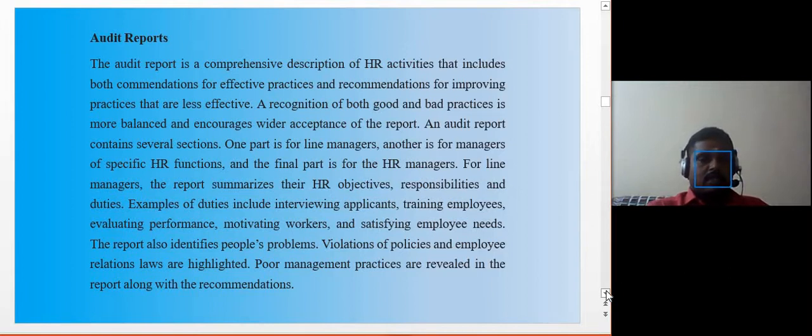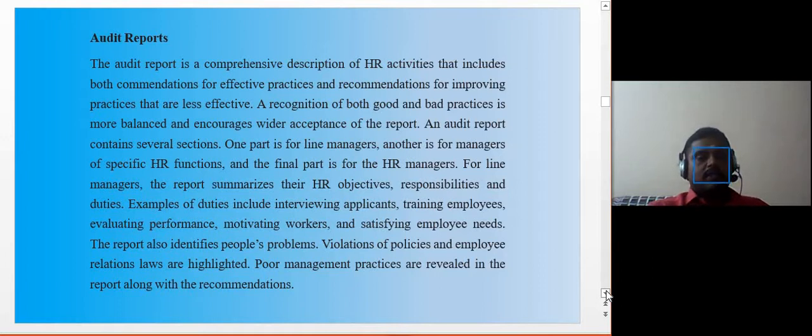An audit report contains several sections. One part is for line managers, another is for managers of specific HR functions, and the final part is for the HR managers. For line managers, the report summarizes their HR objectives, responsibilities, and duties. The examples of duties include interviewing applicants, training employees, evaluating performance, motivating workers, and satisfying employee needs.